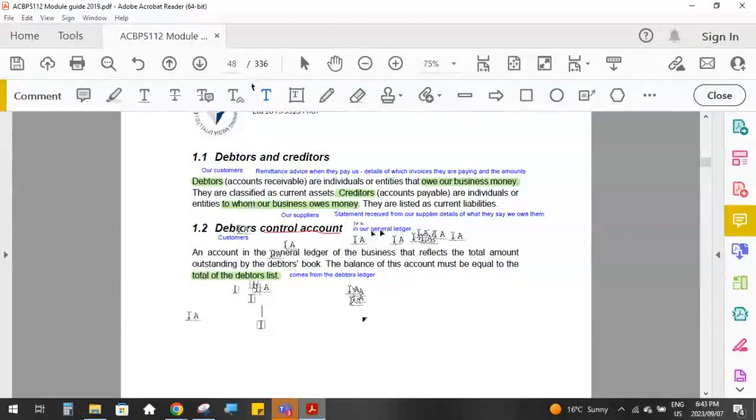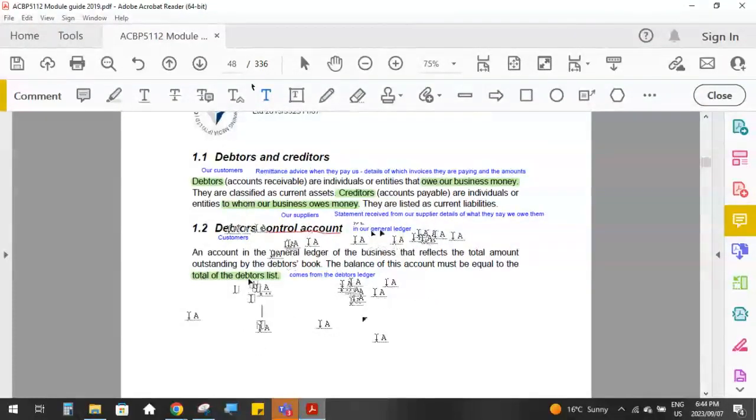The debtors ledger is the ledger with the record of the transactions of each one of our debtors. And our creditors ledger is the ledger which is made up of the individual records of each one of our suppliers. So the total of the debtors ledger must exactly equal the total in the debtors control account in the general ledger.